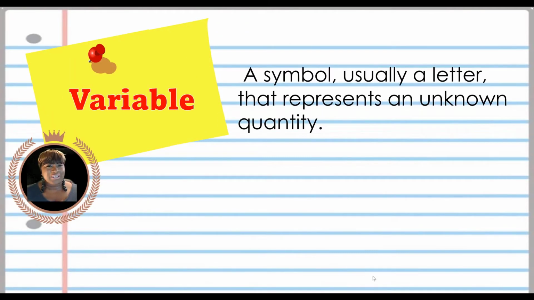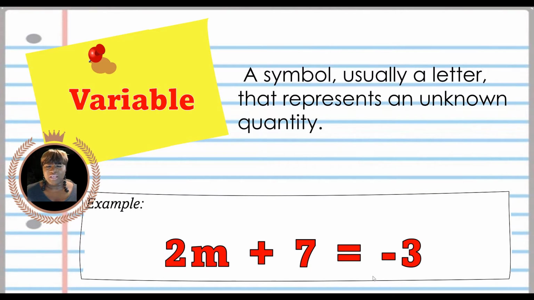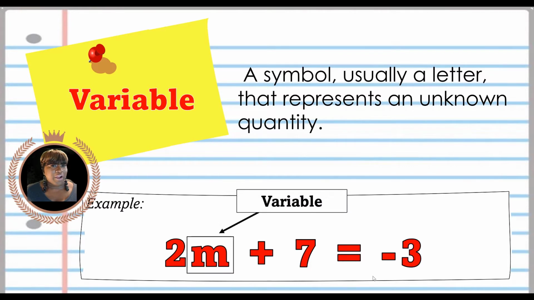Variable. A variable is a symbol, usually a letter, that represents an unknown quantity. In our example, we have 2m plus 7 equals negative 3. Our variable in this equation is the letter m.